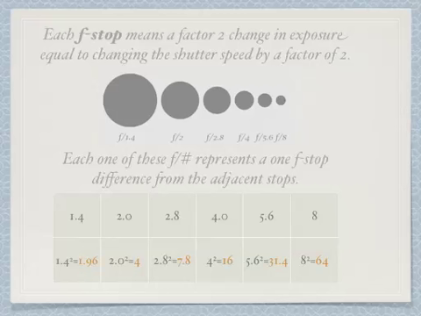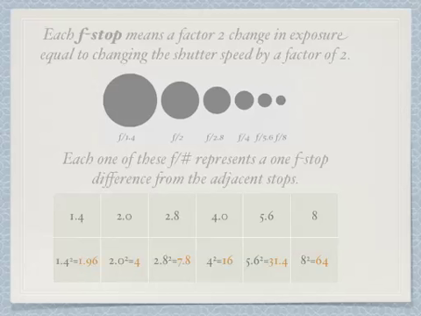Each f-stop means a factor of 2 change in the exposure. That's equal to changing the shutter speed by a factor of 2, for instance, or setting the ISO by a factor of 2. So again, looking at this diagram, we have that f1.4, 1.4 squared is 1.96. Compare that to f2, 2 squared is 4. Now here I didn't divide by 2. But notice that 4 is about twice 1.96, which means that f2 has half the light gathering power of f1.4.